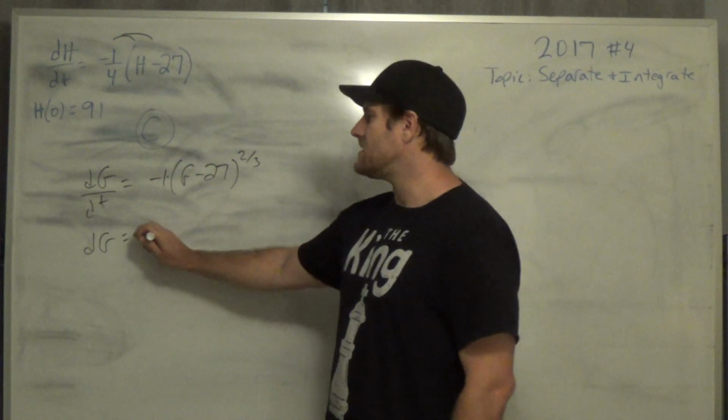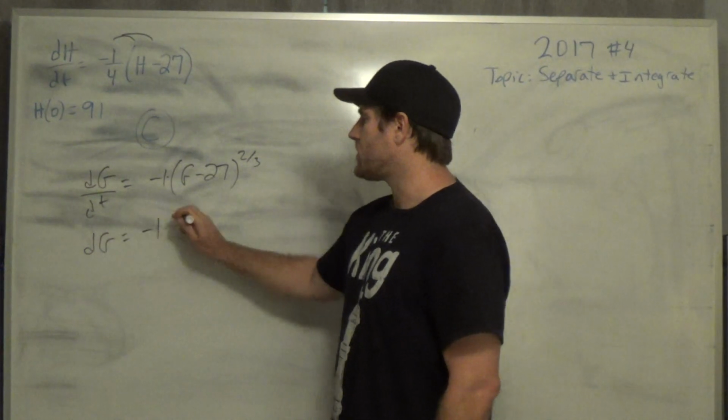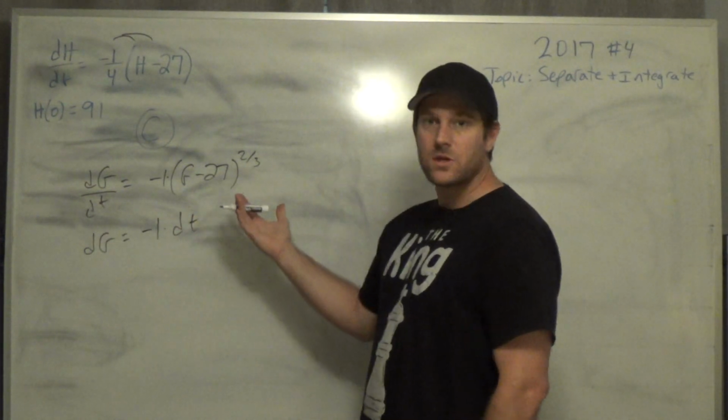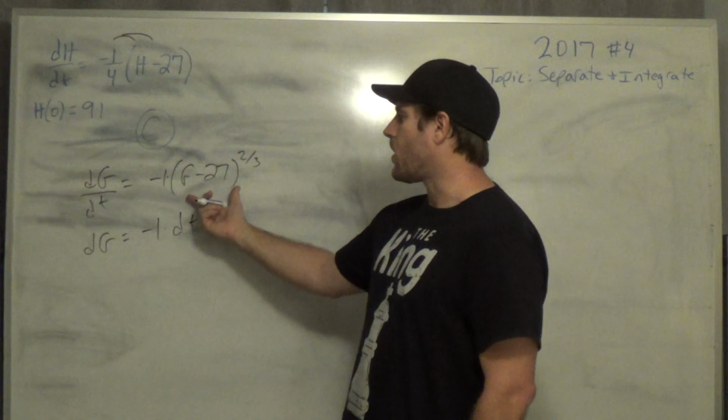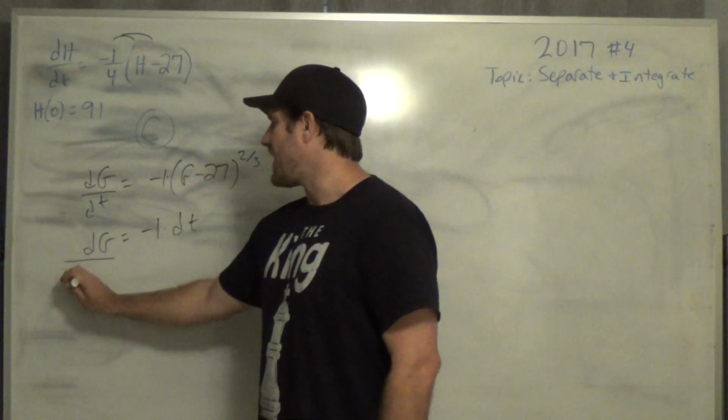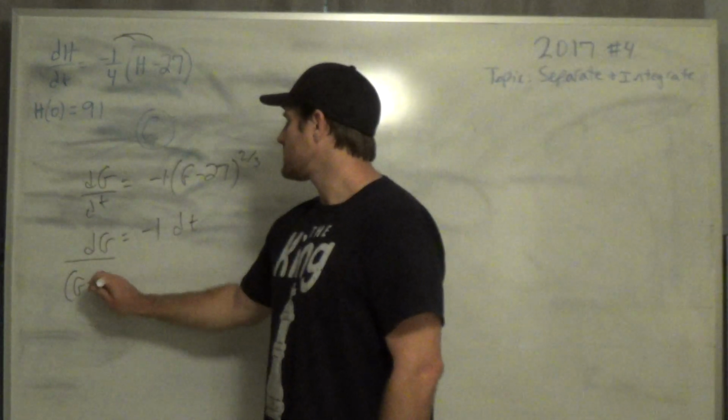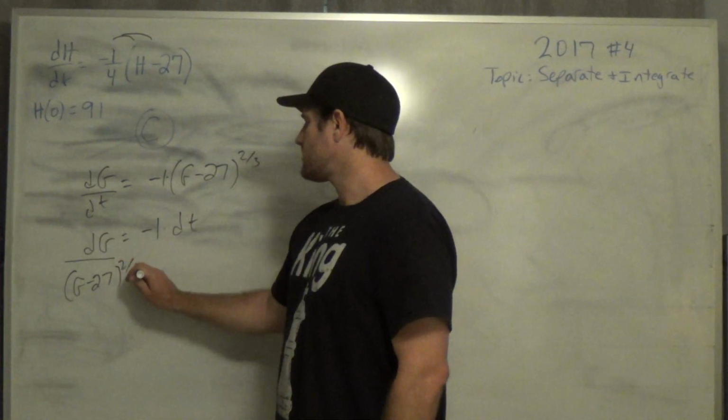What I'm going to do is leave the negative 1 here, and I'm going to simply multiply the dt to the other side. There's nothing else over here. And then this g part, this whole part, has to divide to the other side. Okay.